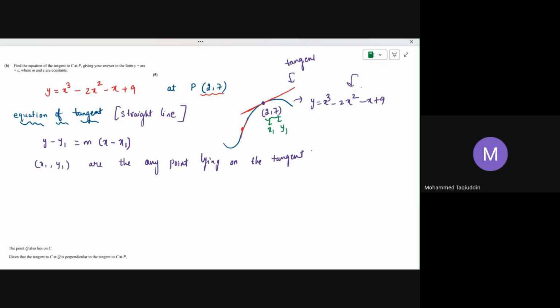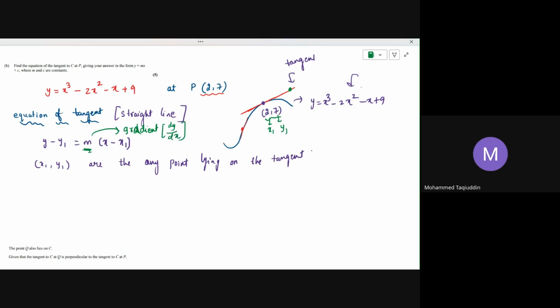Okay, is that clear? Yes. What about this m? m is the gradient. Now to find the gradient, I'm going to use calculus because I don't have 2 points on this tangent. Otherwise I would have used that method to find the gradient of the straight line. Instead, I'm going to use the calculus form, that is dy by dx.